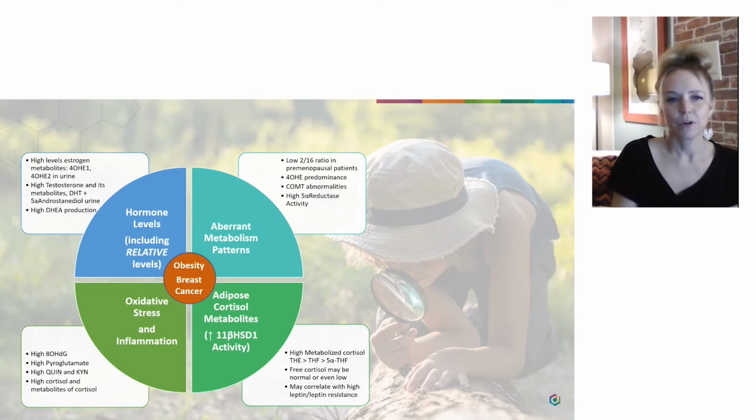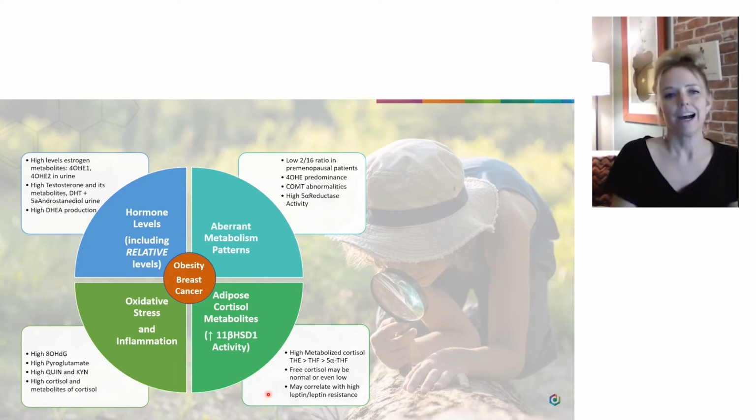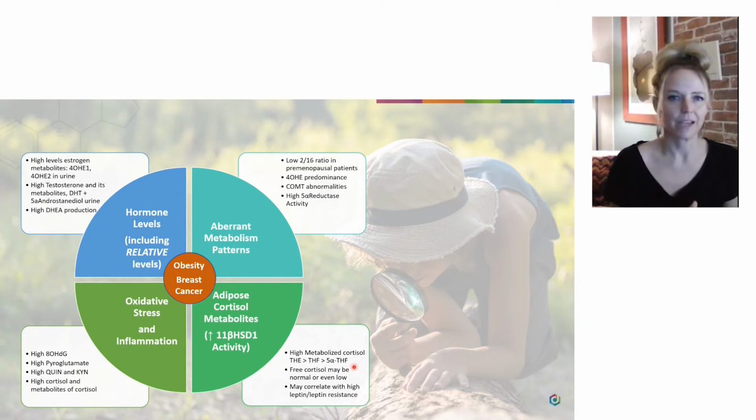And then for the metabolic patterns, we have some things to look for here. In the adipose cortisol metabolites, high metabolites of cortisone, so tetrahydrocortisone or THE, tetrahydrocortisol or THF, and 5-alpha tetrahydrocortisol. Those are all, when they're elevated in the urine or show a doubling in the urine over time, that can constitute a higher risk of breast cancer, according to a study I'm going to present during this case. So anyway, high 11 beta HSD1 activity also correlates with high leptin levels, which we often see a leptin resistance in patients who are struggling with obesity.